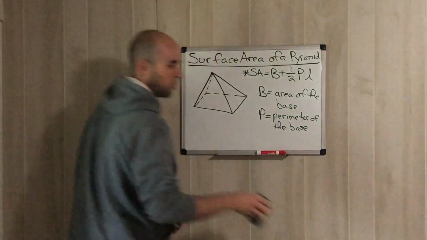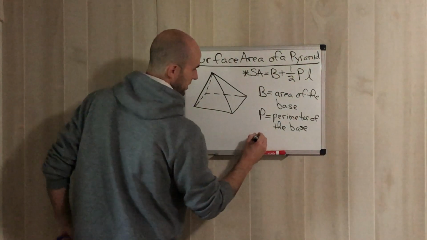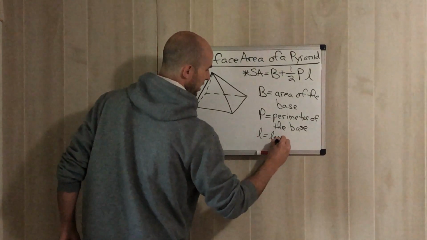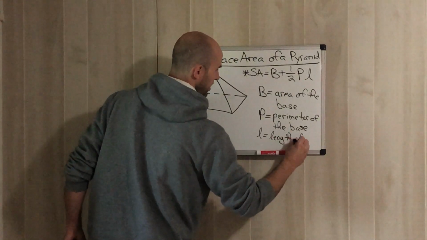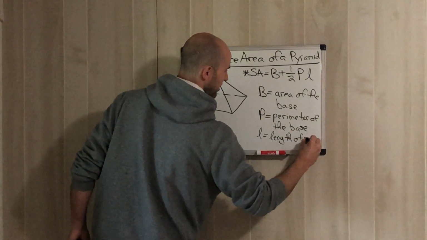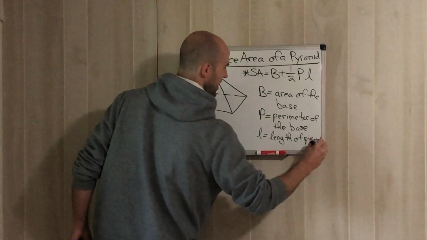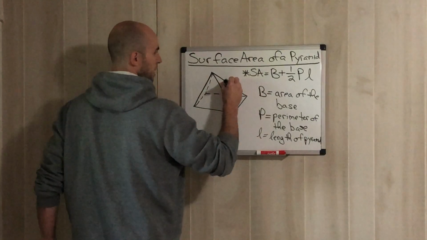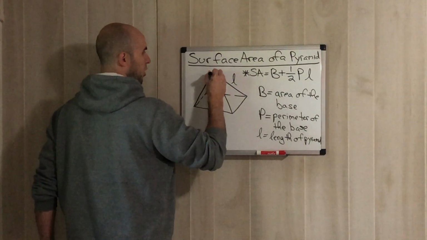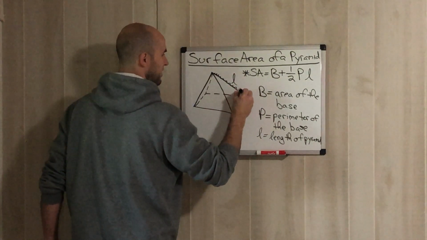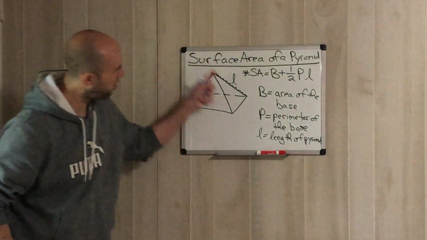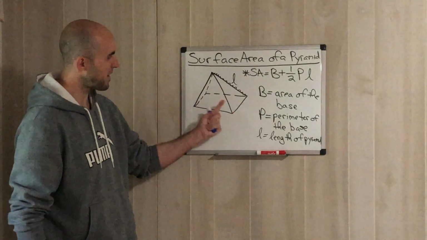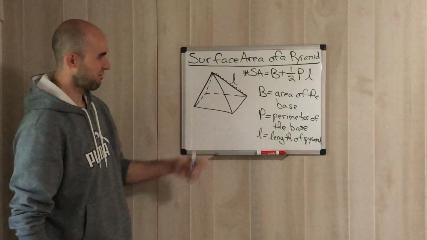And then L, what L represents, L literally just represents the length of the side. Length of the pyramid. Sorry, I got a little sloppy there. So what I mean by that is the length represents literally how long this is going to be here. That's what L represents, how long the actual pyramid is along the side. P represents the perimeter of the base. B represents the area of the base.